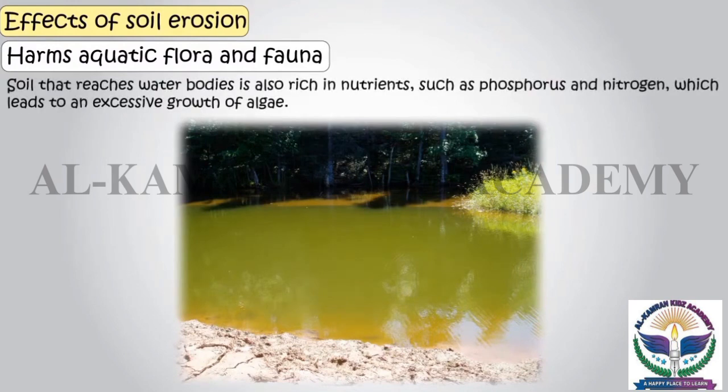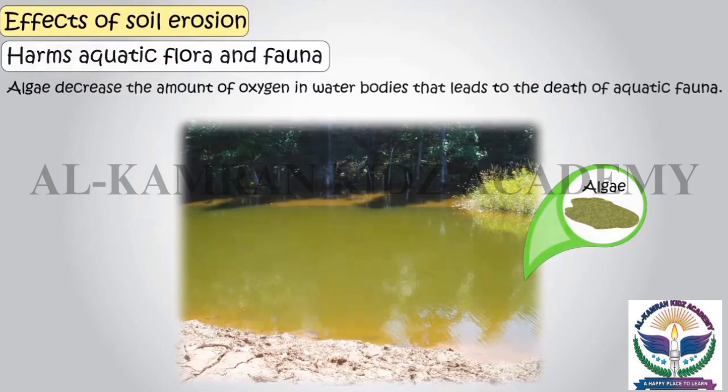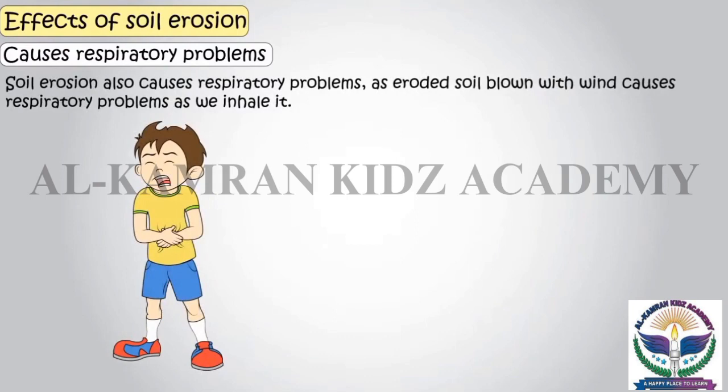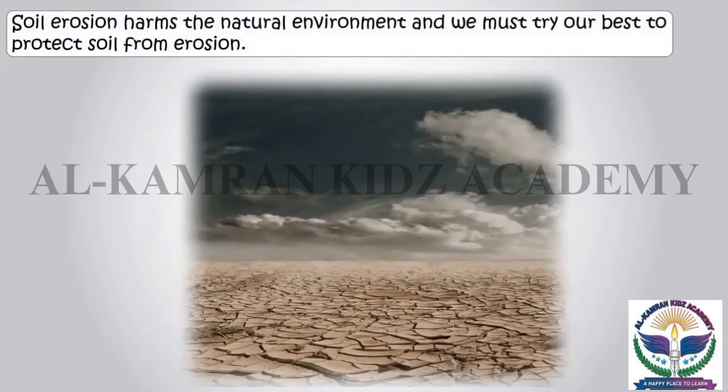Soil that reaches water bodies is also rich in nutrients such as phosphorus and nitrogen, which leads to excessive growth of algae. And algae decrease the amount of oxygen in the water body, which leads to death of aquatic fauna. Soil erosion also causes respiratory problems. Eroded soil carried by wind causes respiratory problems as we inhale it. Soil erosion harms the natural environment, and we must try our best to protect the soil from soil erosion.